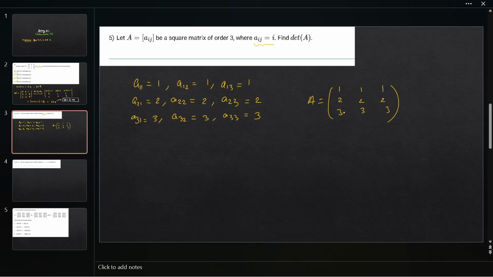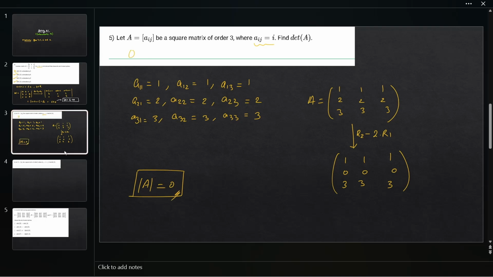It is asking us the value of determinant of A. To find it, maybe we can do a row operation here where we do row 2 minus 2 times row 1. What will happen in this case? We will get our matrix as 1, 1, 1, 0, 0, 0, and 3, 3, 3. Since we have a 0 row over here, we can deduce that determinant of A is equal to 0.